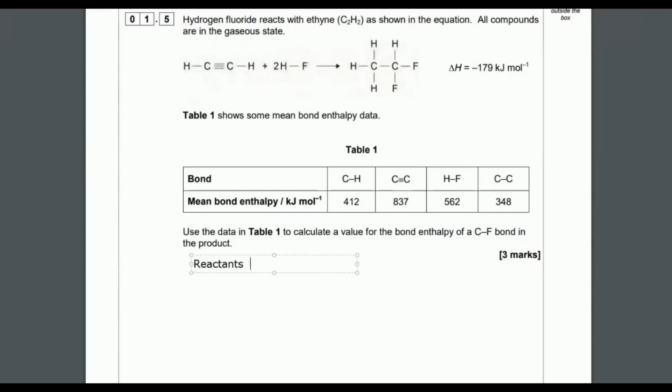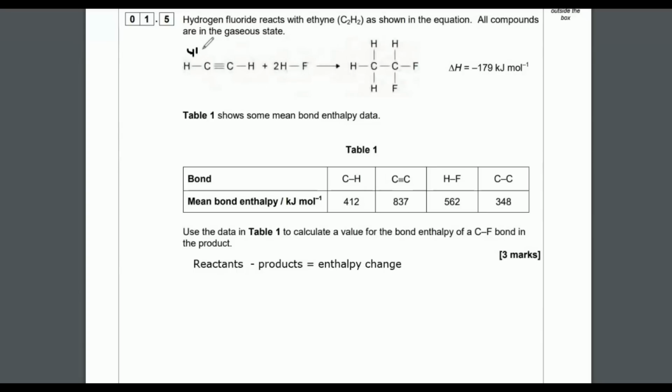Right, I like to approach these with reactants minus products equals the enthalpy change. We've been given the enthalpy change. We've been given all of the energies for the mean bonds in the reactants and all of them in the products except for the C-F. So just set your equation out like this and then solve the equation.